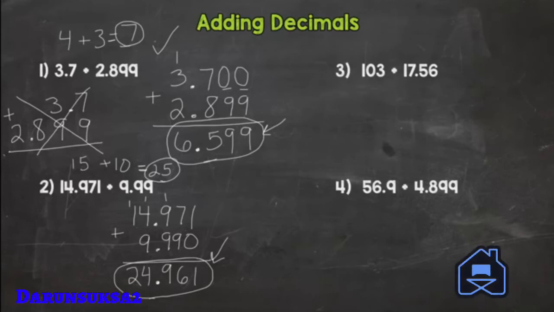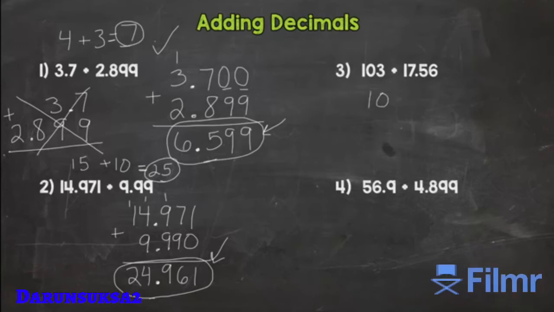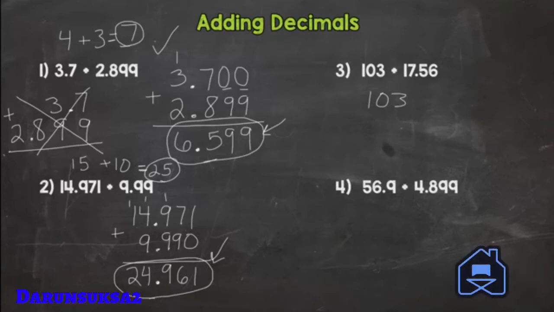Number 3 is a very important problem because this is one of the main questions I get when we get to adding decimals. We have a 103 here, and by now, hopefully you know, we need to line up our decimals first. Well, where does the decimal go for 103? Because I don't see one.